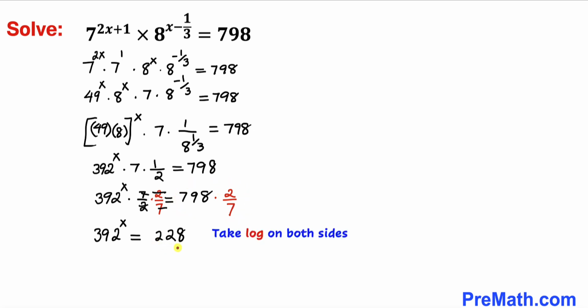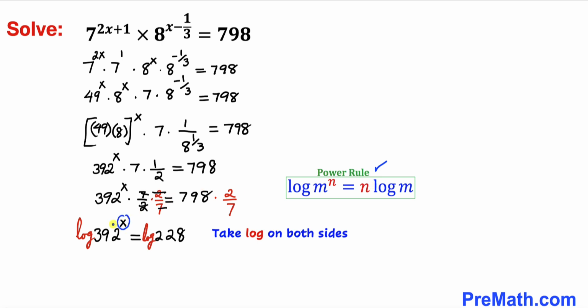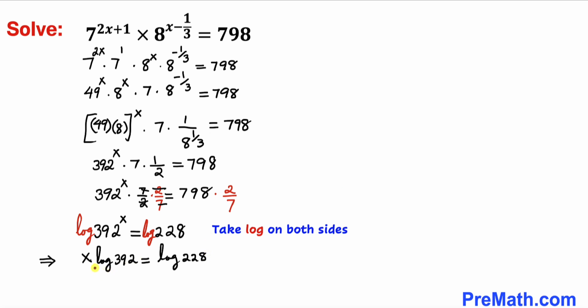And now we are going to take log on both sides. Let me go ahead and put a log on the left hand side and log on the right hand side as well. And now let's recall this power rule. According to this rule, this exponent x, we can move it all the way to the front. So therefore we can write x times log of 392 equals log of 228.